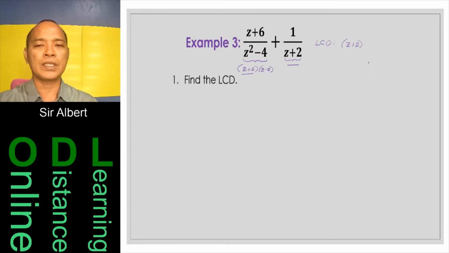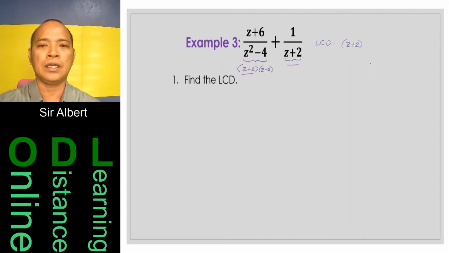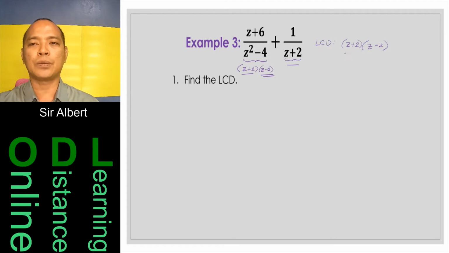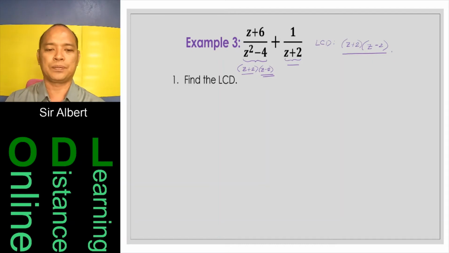There is no other factor that's common to both of them. So we move on with the second step on finding the LCD, which is to get the not common factor. We would see that z minus 2 is a factor that is present in the first denominator, but not present in the second denominator. So we say that z minus 2 is a not common factor, and it's going to be part of our LCD. Our LCD then is going to be the expression z plus 2 times z minus 2.